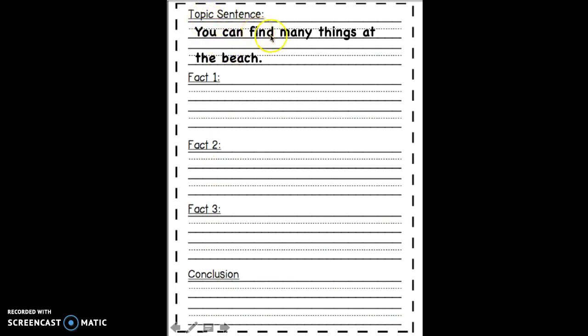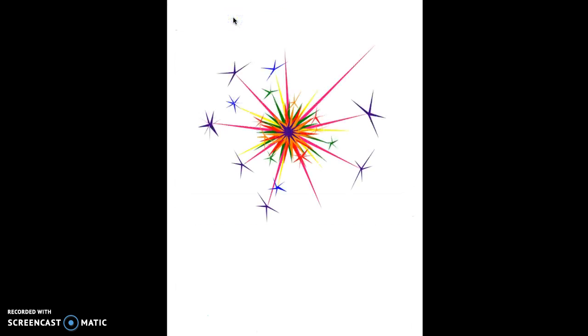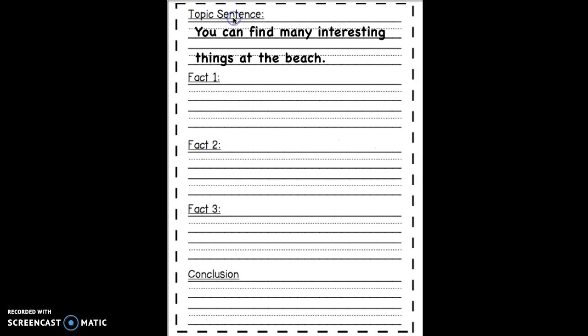You can find many things at the beach. Man, that's kind of boring. I want to add a sparkle word. How can I add a sparkle word to that? You can find many things at the beach. How about, you can find many interesting things at the beach? That's way better. I love adding sparkle words to my writing.